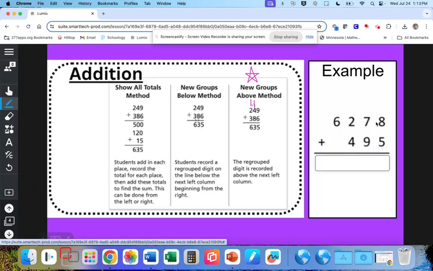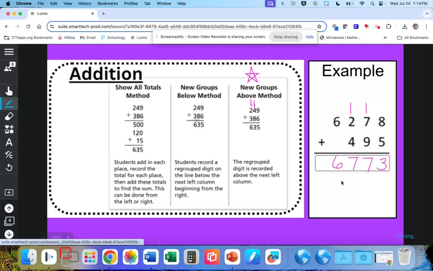Welcome back. Let's check our answer. 8 plus 5 is 13. So we put the 3 down, we carry over the 1 next door. We have 1 plus 7, which is 8, plus 9 is 17. And we carry the 1 over. Again, notice I'm making my ones as big as my other digits so I don't lose them. 1 plus 2 plus 4 is 7. And we had no carryover, so our last number is 6.